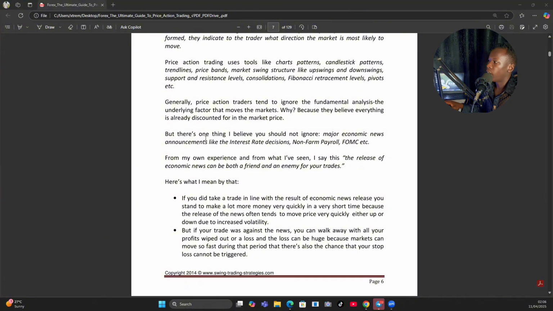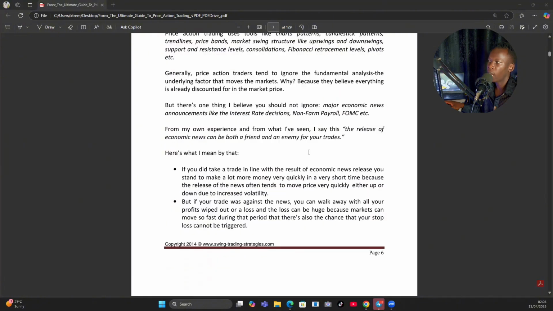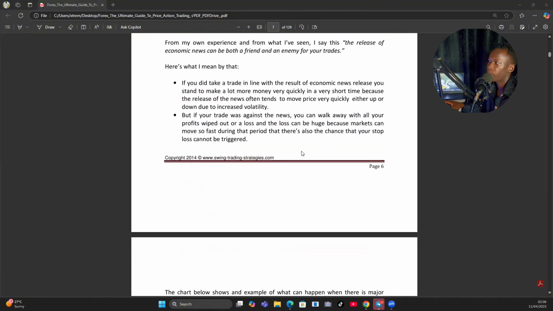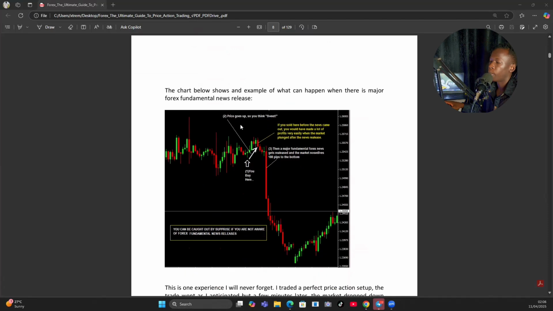Here they say there is one thing I believe you should not ignore: major economic news announcements like interest rate decisions, non-farm payrolls, FOMC. So those news like FOMC and NFP, that's called non-farm payroll. We ignore them, but we should not be ignoring those news events, because they can make the market more volatile. But as for me, I take it as the market completing market structure, because I follow trend.